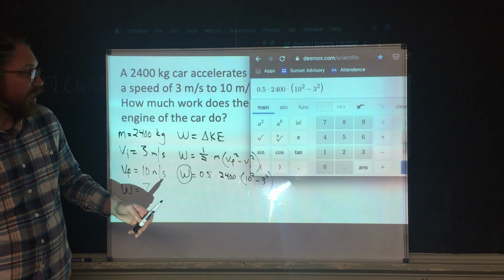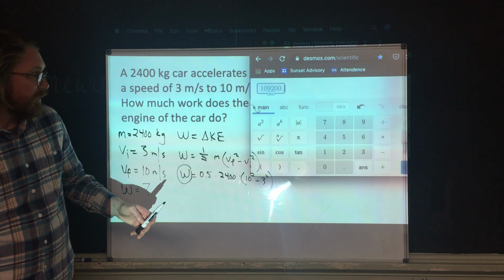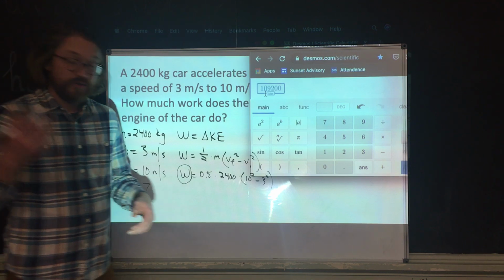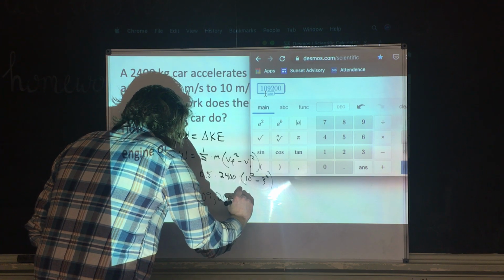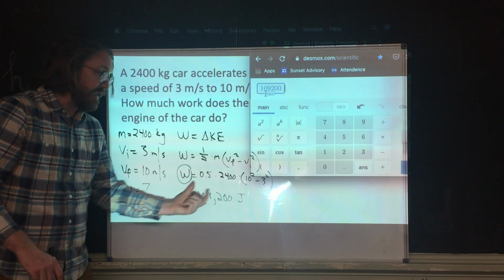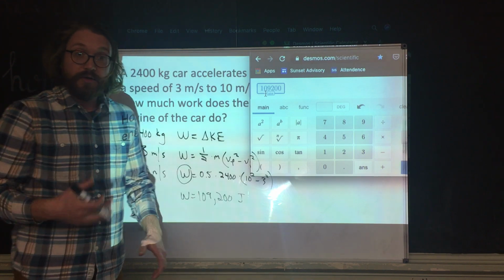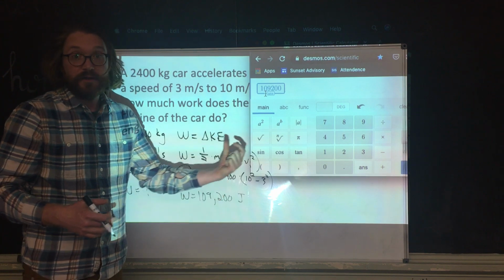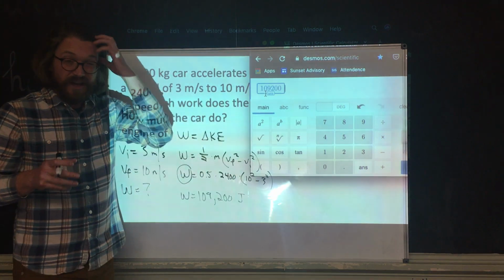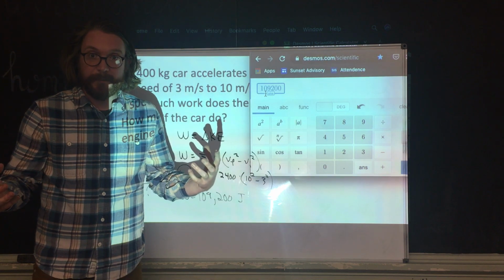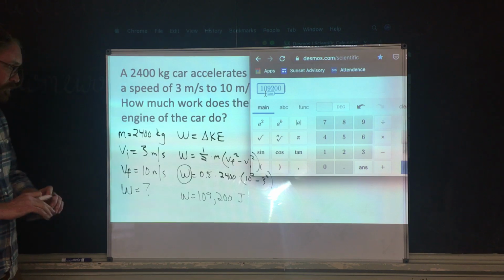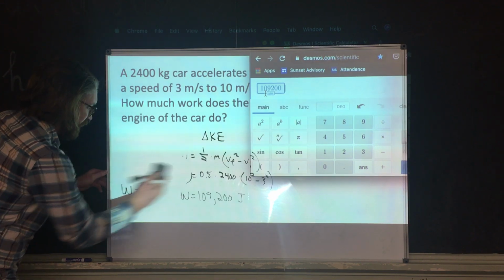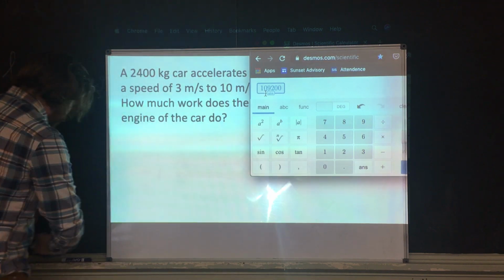I'm going to hit enter to get that answer. And that answer is 109,200. So the work done here is 109,200 joules. Okay? The work done equals the change in kinetic energy. Now, you could find the first kinetic energy and the second kinetic energy and subtract them, but this is just a little bit faster. Okay? Step number 1. You with me? Pretty easy? Okay. Let's look at problem number 2.